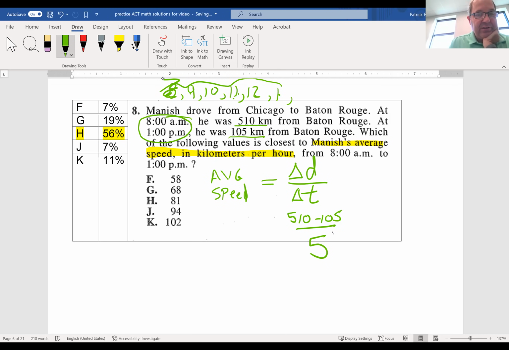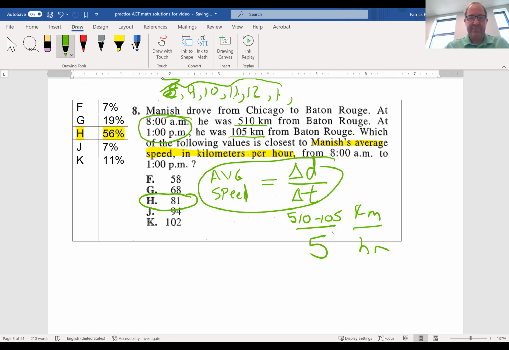Key it into our calculator, and we wind up with letter H, 81 kilometers per hour, right? Because this is kilometers and this is hours. Okay. Again, thinking about this idea.